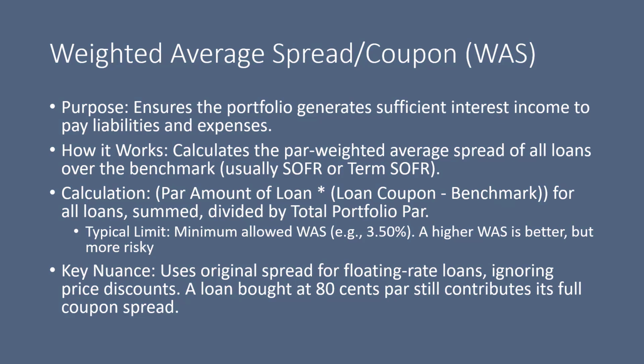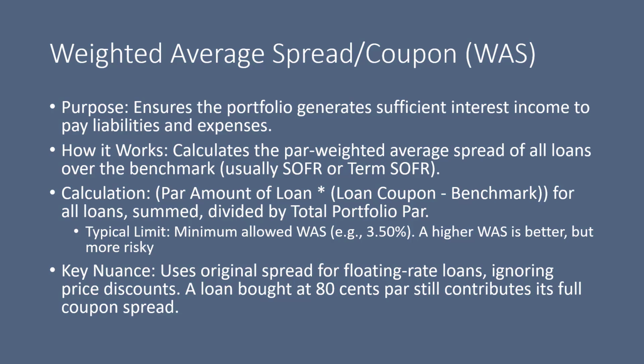All right, so the second weighted average test is WAS, which is the weighted average spread, or the weighted average coupon. This is the engine of the CLO's actual cash flow, the interest. It calculates the average interest margin the portfolio earns above its funding benchmark, which is typically SOFR. So SOFR plus 150 bips, 1.5%, and so on. The indenture maintains a minimum, right? This ensures the portfolio is returning value, essentially.